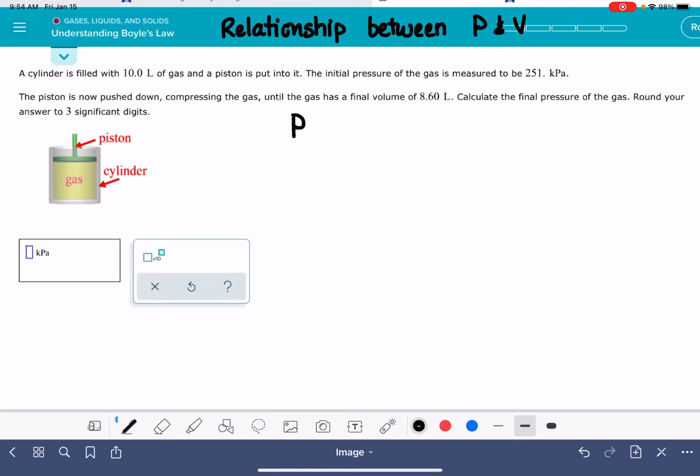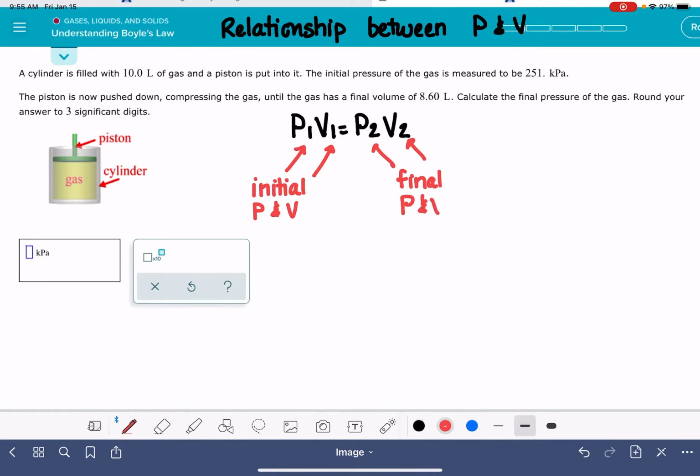Mathematically, Boyle's law is P1 V1 equals P2 V2. In this equation, the ones are used to represent, we'll say, the initial conditions, the initial pressure and the initial volume. And the twos are used to represent the final conditions, the final pressure and the final volume. So these problems are pretty easy to solve as long as you're able to correctly identify which variable is which, which means we just have to read the problem.